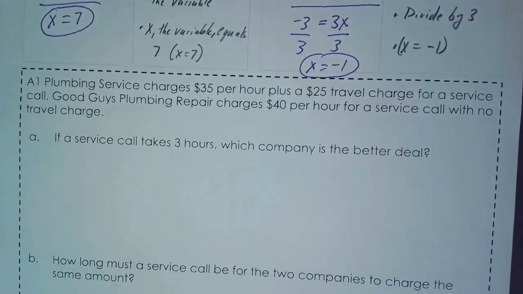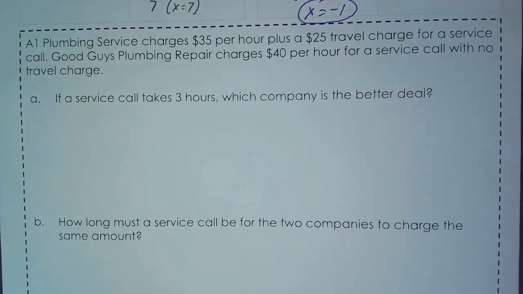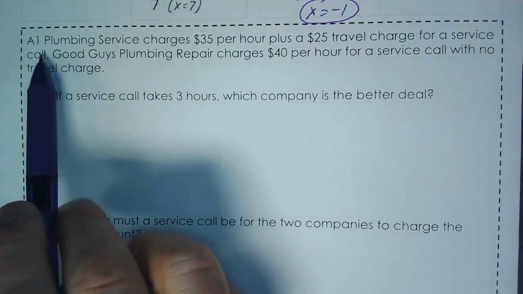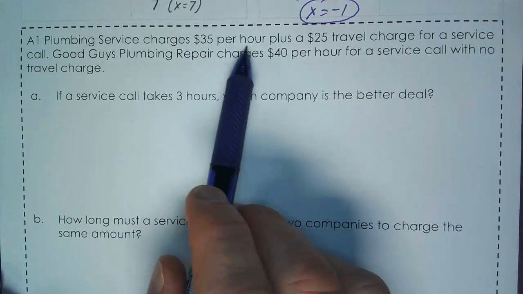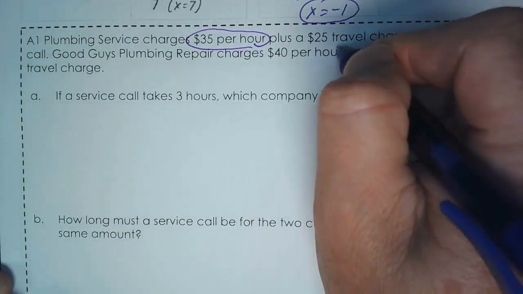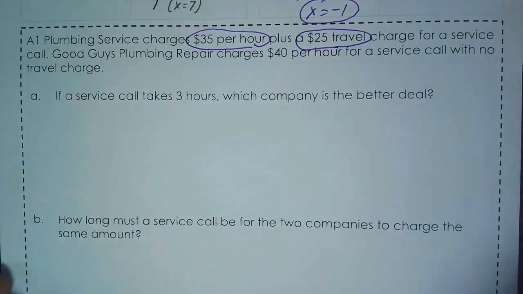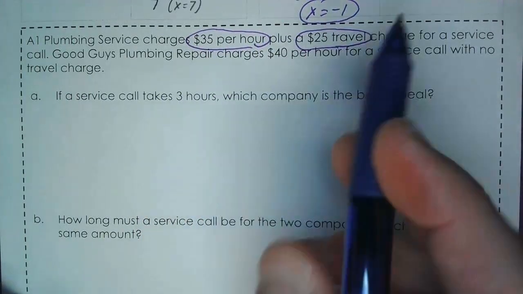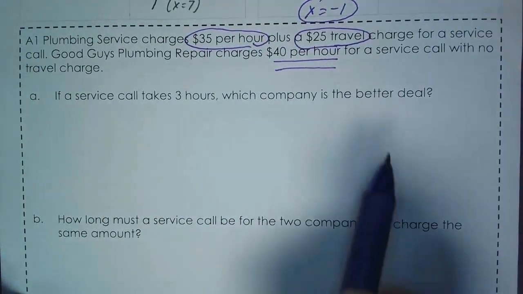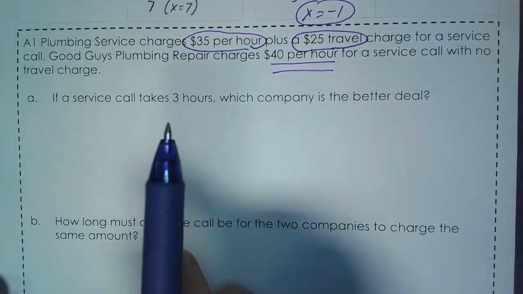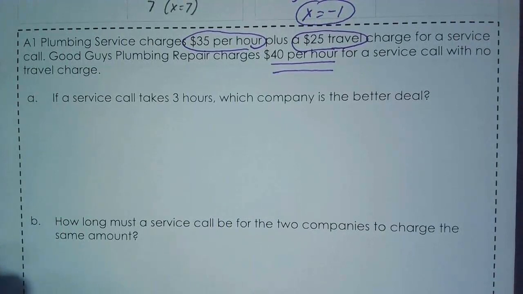Now let's go down and look at some word problems. Okay, it's got an A and a B. Let's read it. It says A1 plumbing service charges $35 per hour and a $25 travel fee for service call. Good Guys Repair charges $40 per hour for the service call with no travel charge. A travel charge means it's a one-time fee. Per hour means obviously how many hours they work.